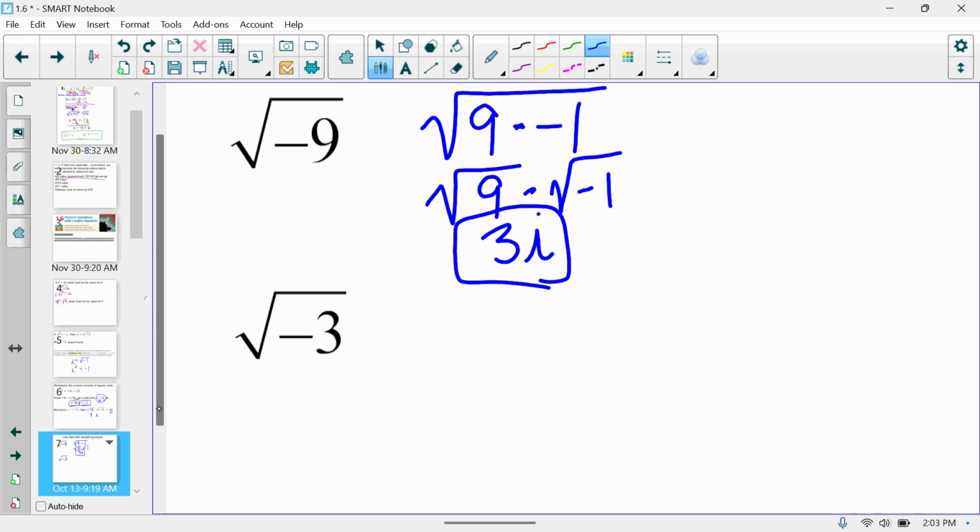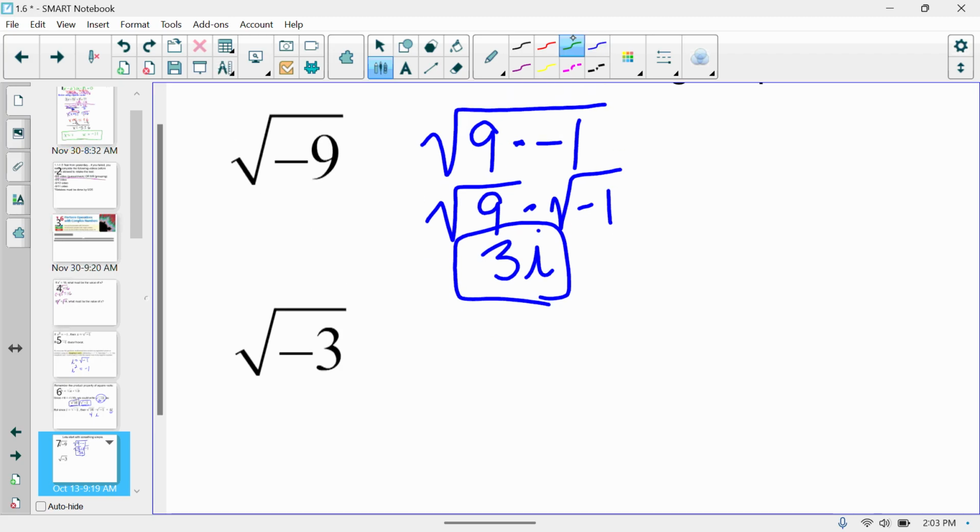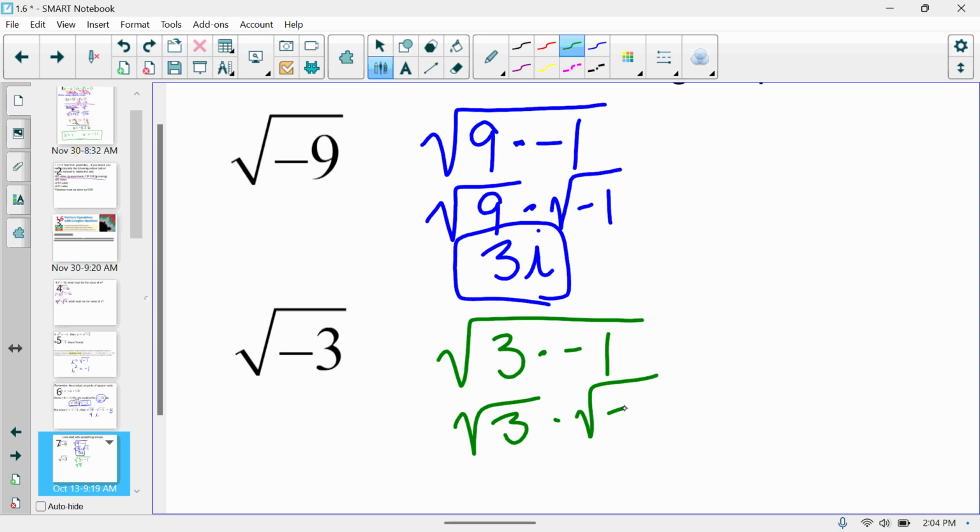Okay, let's try another one. So again, anytime you have the square root of a negative number, you're automatically going to rewrite it as 3 times -1. And then you're going to use the property to split it apart, because of the fact that the square root of -1 is defined as I. And then the square root of 3, the square root of 3 is an ugly decimal, and we can't simplify it at all. So we just leave it as radical 3.